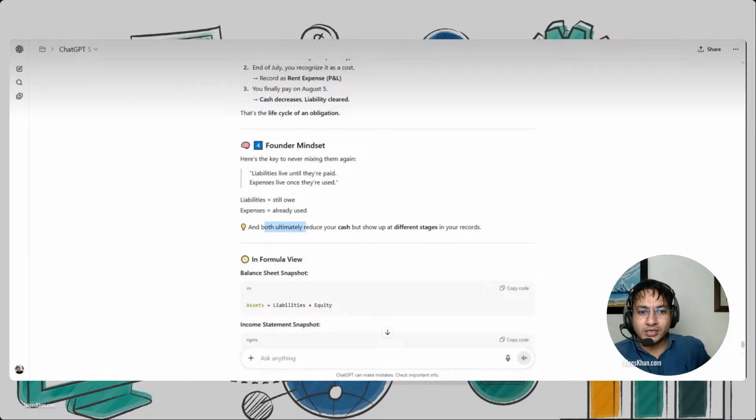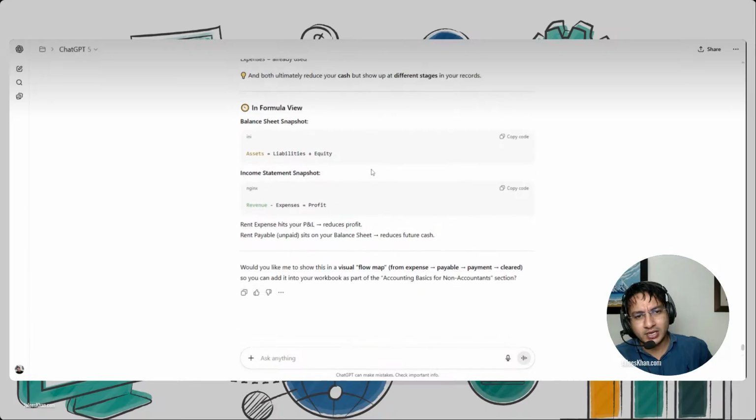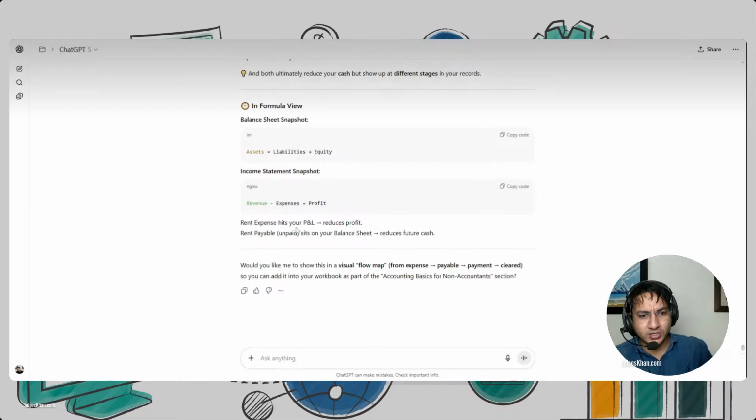And both ultimately reduce your cash but show up at different stages in your records. Okay, yeah, they are going to reduce my cash in the end. Balance sheet snapshot: liabilities, assets. Income statement: revenue minus expense equals profit. Rent expense hits your P&L, reduces profit. Rent payable sits on your balance sheet, reduces future cash.